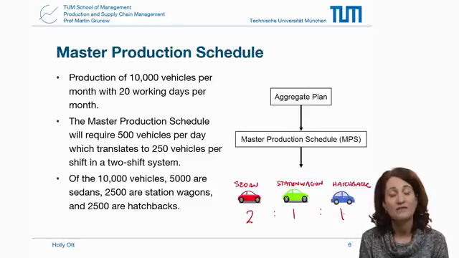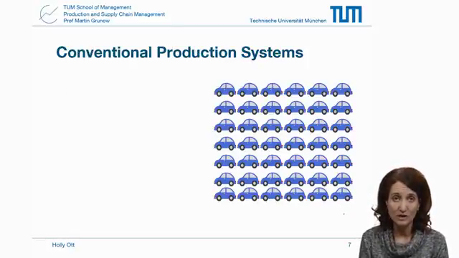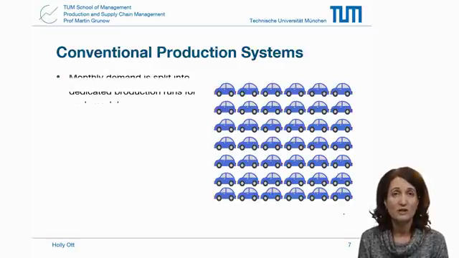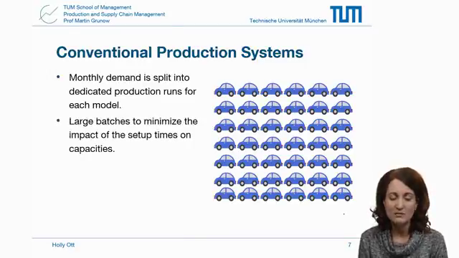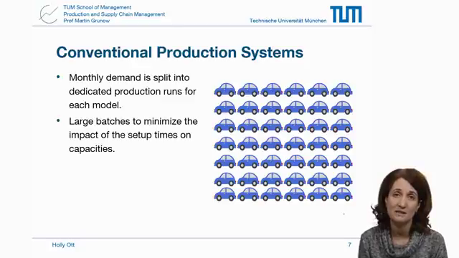So how would a conventional production system handle this? Well, as we learned, a conventional production system would split that demand into several production runs which are dedicated to one model each. And this means that we're having large batches. We're producing in large batches to minimize the impact of the setup times on the capacities.